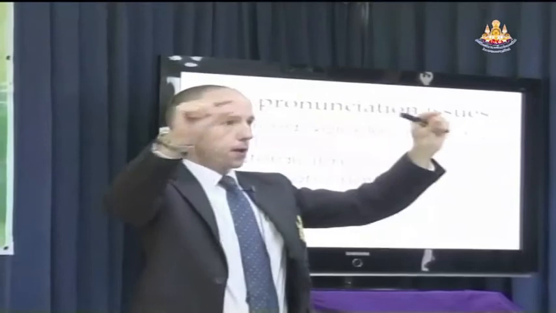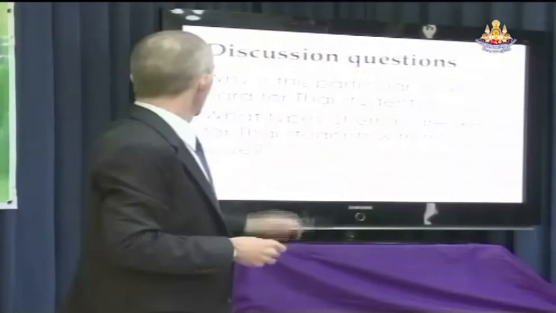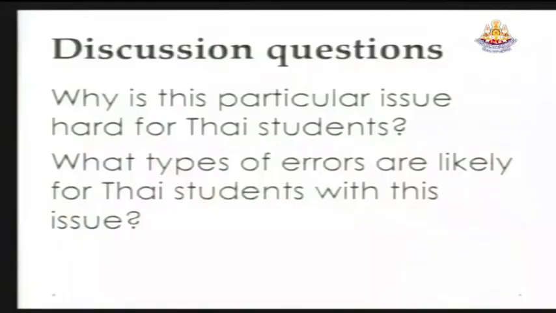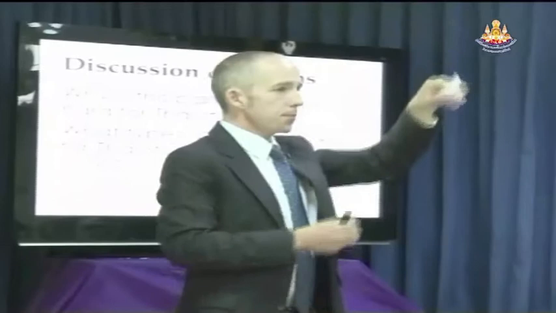Okay, so. All right. So I gave each of you a strip of paper, and I want you to answer this discussion question: why is this particular issue hard for Thai students? And what types of errors are likely for Thai students? What do Thai students do wrong because of this? What kind of problems? Okay, so you've got about 5 minutes. Use your paper and answer those two questions, okay? Okay, so please listen while we talk a little bit, okay?